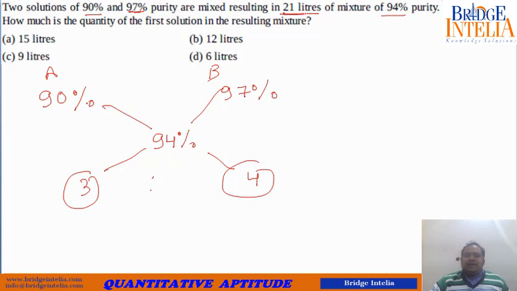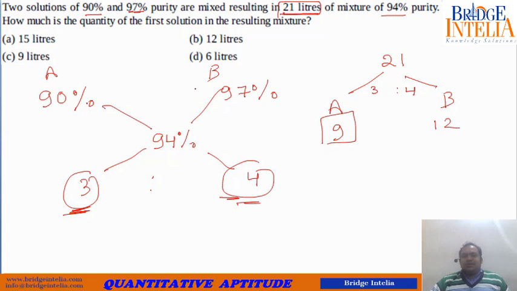Final volume is 21. That means some part of it came from A, some part of it came from B. You have mixed them and the final volume is 21. In what ratio were you mixing them? In 3:4. So divide 21 in the ratio 3:4. So 3 by 7, this is 9 and this is 12. So question is, how much is the quantity of first solution? So 9 liters is the quantity of the first solution in the mixture.